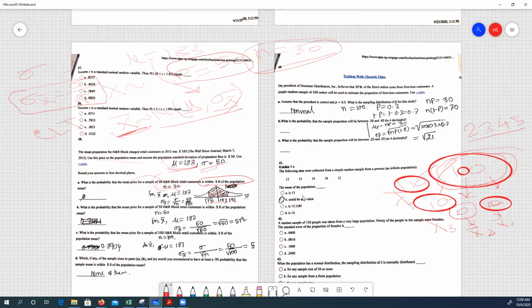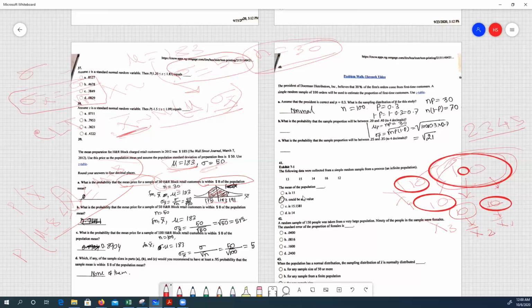You have to find the probability between these two numbers. And it says the mean price for the sample, so you have to find the probability of x bar. That means you have to use the sampling distribution. So basically you have to find the probability that mu minus 8 is less than or equal to x bar, which is less than or equal to mu plus 8. Mu is 183.